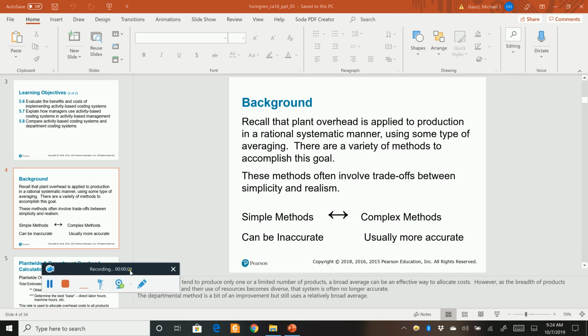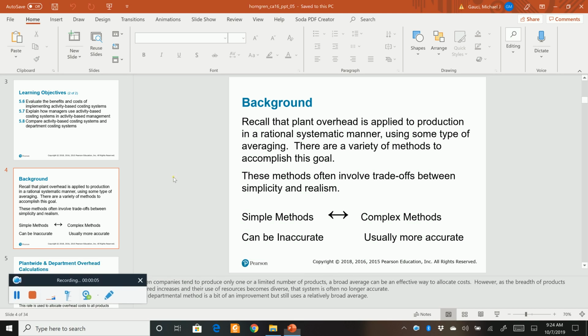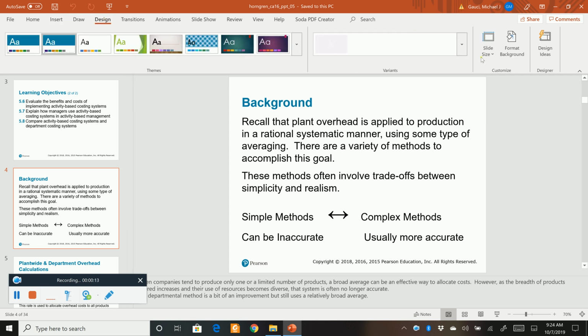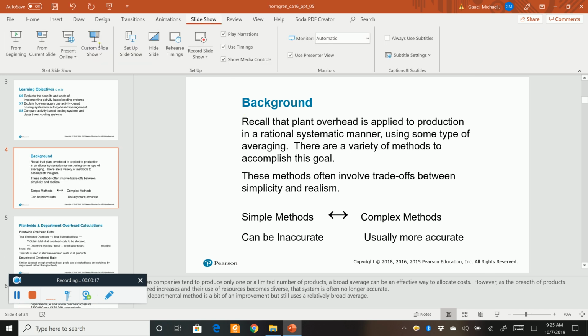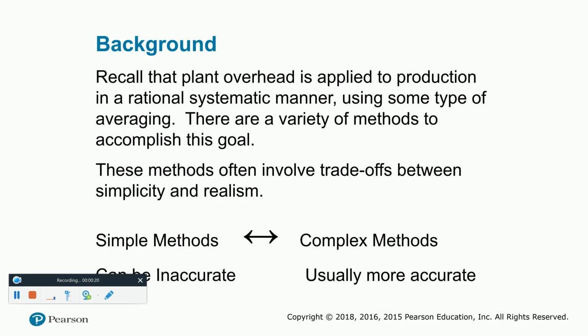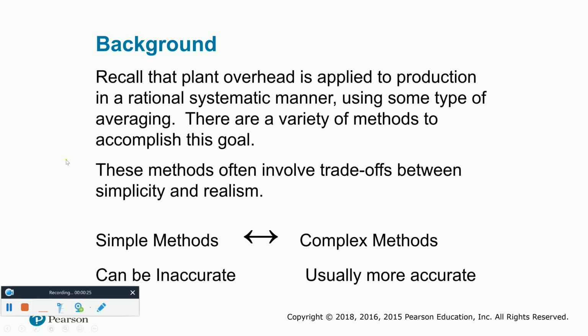Hello everyone. In this recording, Chapter 5, we are going to talk about a subject called activity-based costing. With activity-based costing, we are discussing a different method of allocating indirect costs, indirect overhead, basically, as opposed to what we learned earlier in the semester in Chapter 4. Okay, so let's just backtrack.